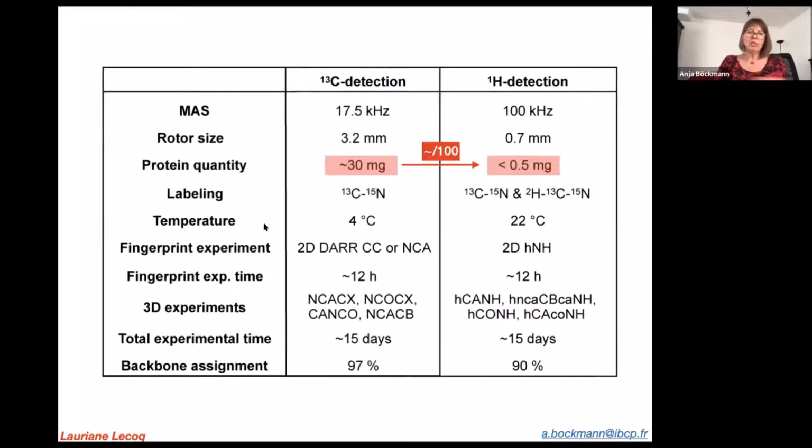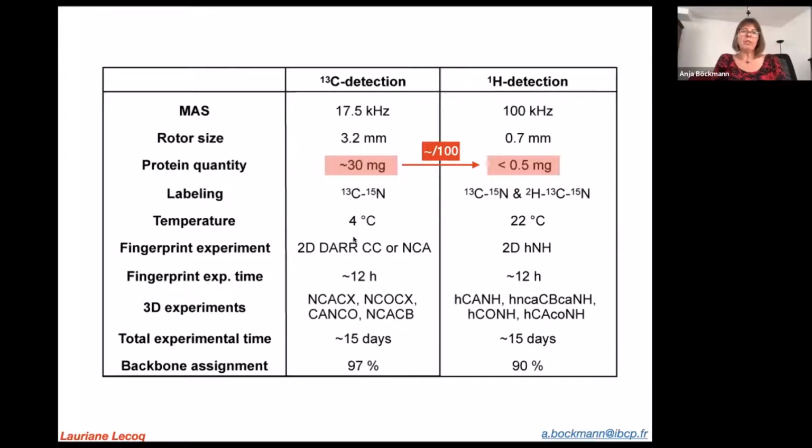So there was an occasion for us also to compare really what C13 detection and proton detection, where it does make a difference. You can see here the spinning speeds used. So the proton detection was done at fast MAS in 0.7 millimeter rotors. The quantity is here about 30 milligrams, and it goes down here, as I said, to about 0.5 milligram, which is very advantageous. Labeling schemes, as you'll see later, we tried here also deuterated proteins and also protonated proteins in the proton detection. The temperature is a bit higher in proton detection because you have to counteract the fast MAS heating, which is not always so easy.